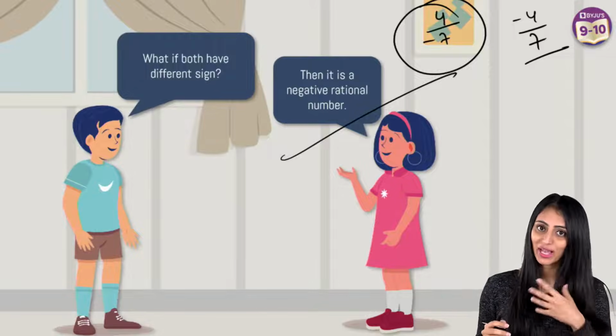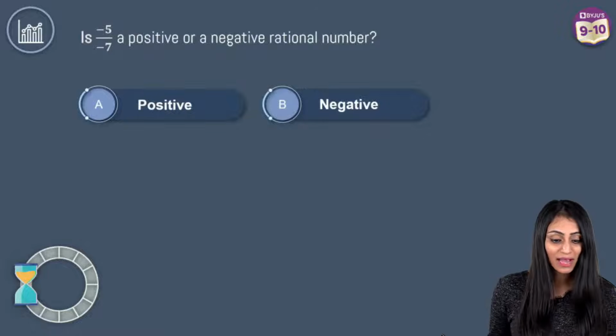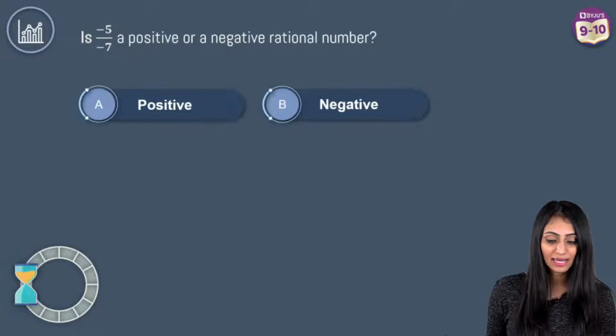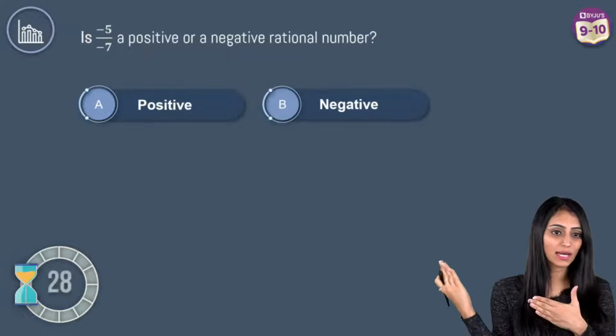All right, now let's try out a question to see how much you have understood. Is minus 5 by minus 7 a positive or a negative rational number? Quickly, you have 30 seconds to answer this. Positive or negative?